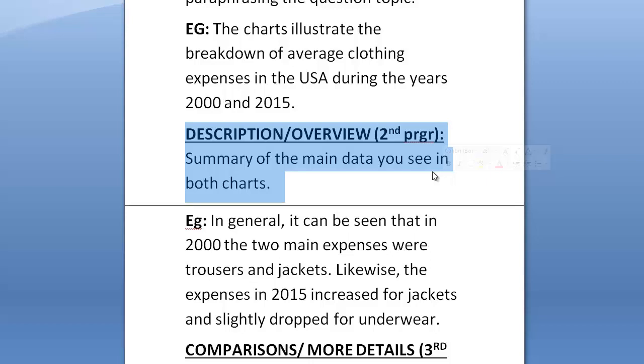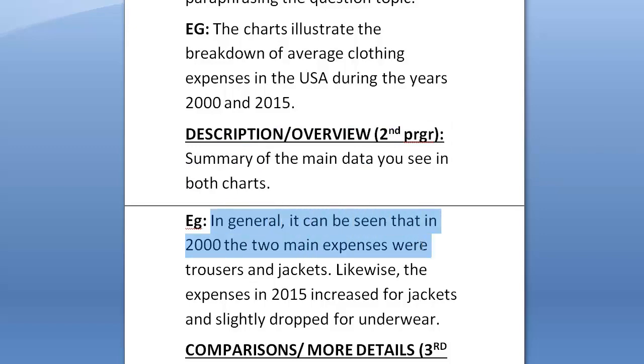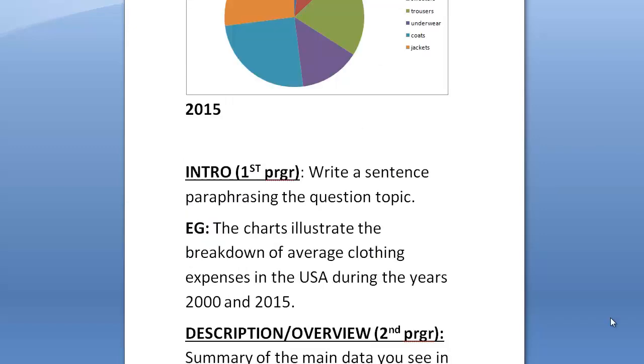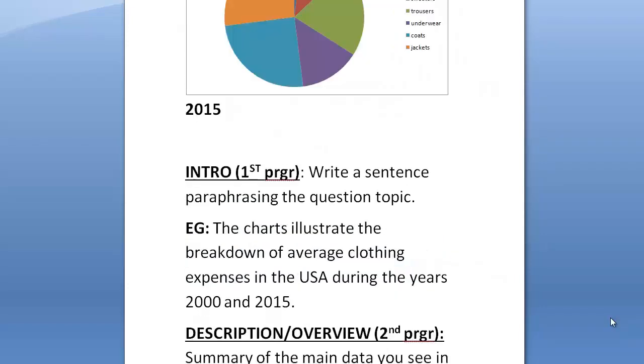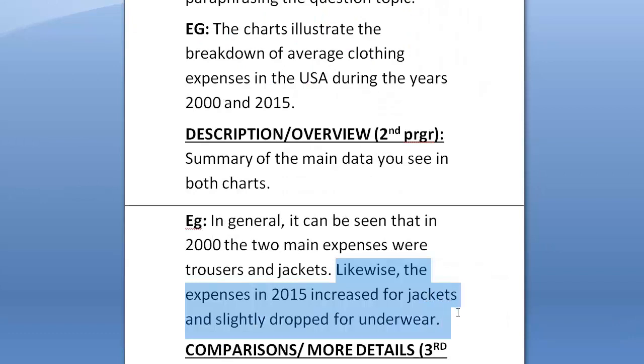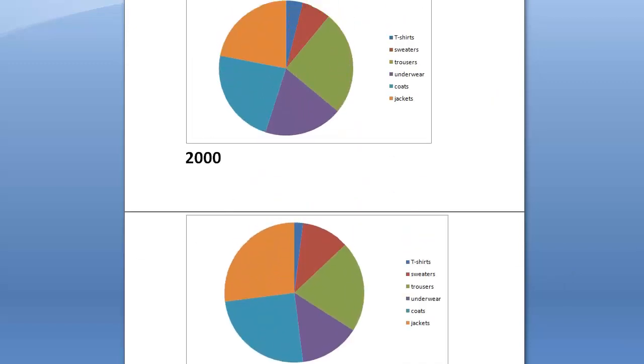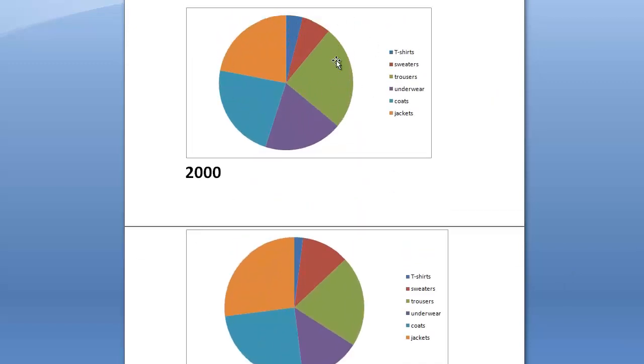So let's have a look at an example paragraph for this topic. In general, it can be seen that in 2000, the 2 main expenses were trousers and jackets. Likewise, the expenses in 2015 increased for jackets and slightly dropped for underwear. Let's have a look at the pie charts again. Here we go. You have all the values here and what they represent in colors on the right.